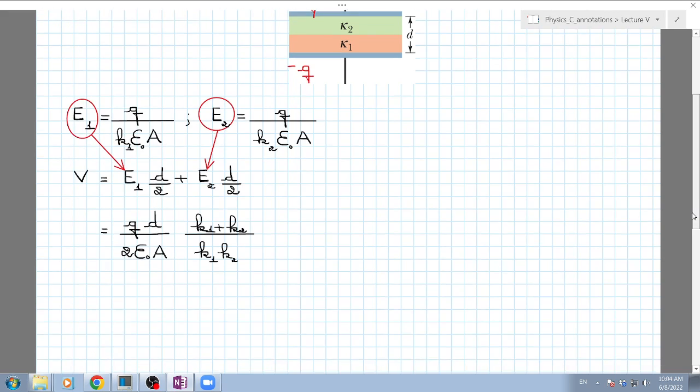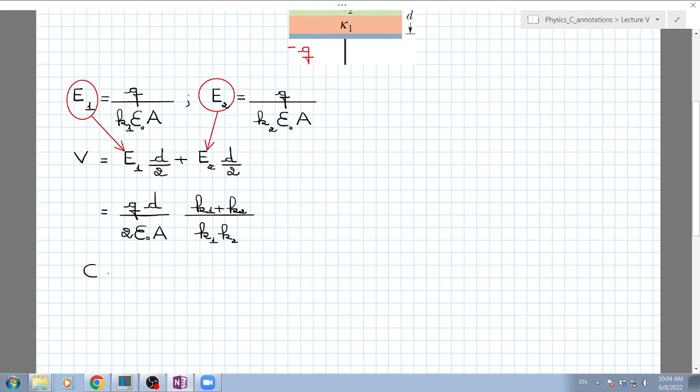And we know that for the capacitance, all you have to do is divide the charge by the potential. This is going to give me epsilon 0 A per D times 2 K1 K2 over the sum of the dielectric constants in the denominator, the product over the sum.